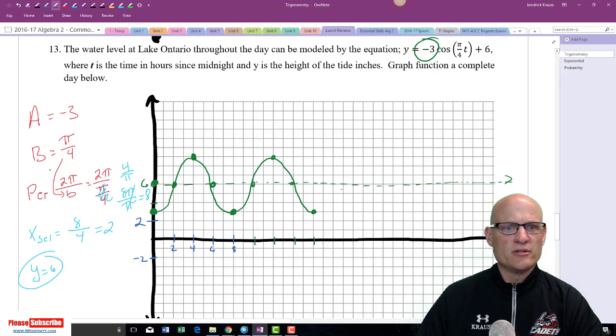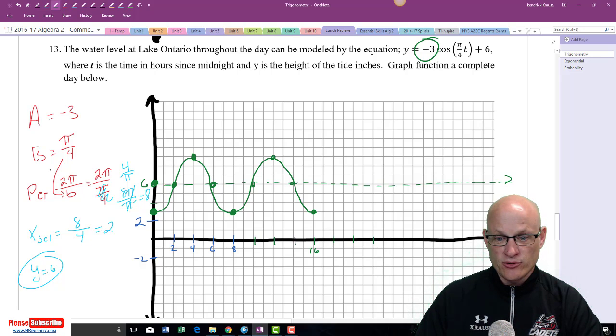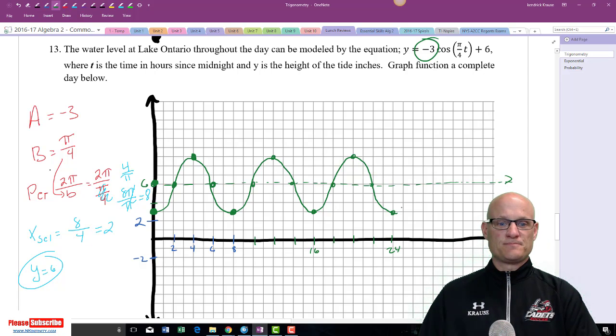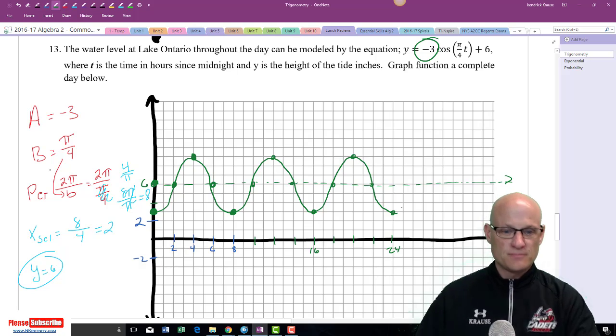How many do you want me to do? I want to do 24 hours. So this was 10, 12, 14. This is 16. I got to do one more. 18, 20, 22, 24. Said for a full day. So start at a min, end at a min. In the middle is a max. In between those are zeros. Oh, there we go. Moving on.